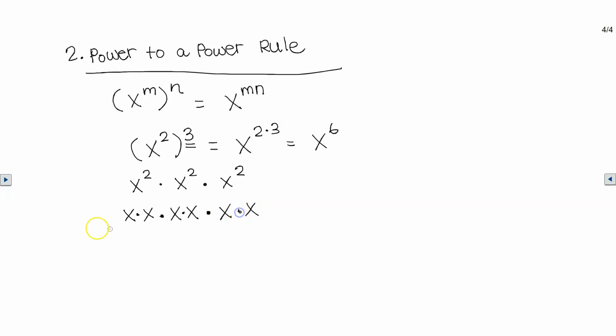So I want you to notice when I'm all done writing out all this stuff, that what I have is an x that's being repeated over and over again in a multiplication problem. And if I count it up, it's being repeated 1, 2, 3, 4, 5, 6 times, which gives me that exact answer that I have right there. So our power to a power rule says when you have a power inside parentheses and you're raising it to another power on the outside of the parentheses, you will just simply multiply those two exponents together.